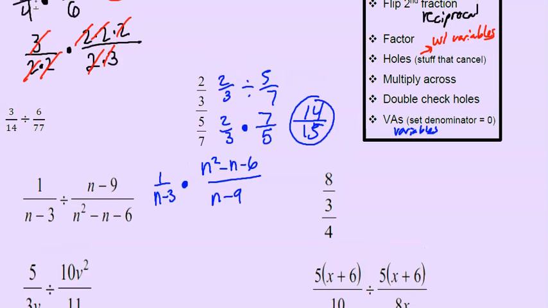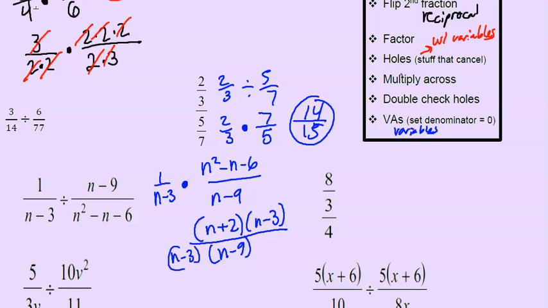Okay, from here we're going to factor. It looks like we can factor this top part. We have n plus 2 and n minus 3. And then we have n minus 9. And then we will multiply straight across here to get n minus 3.